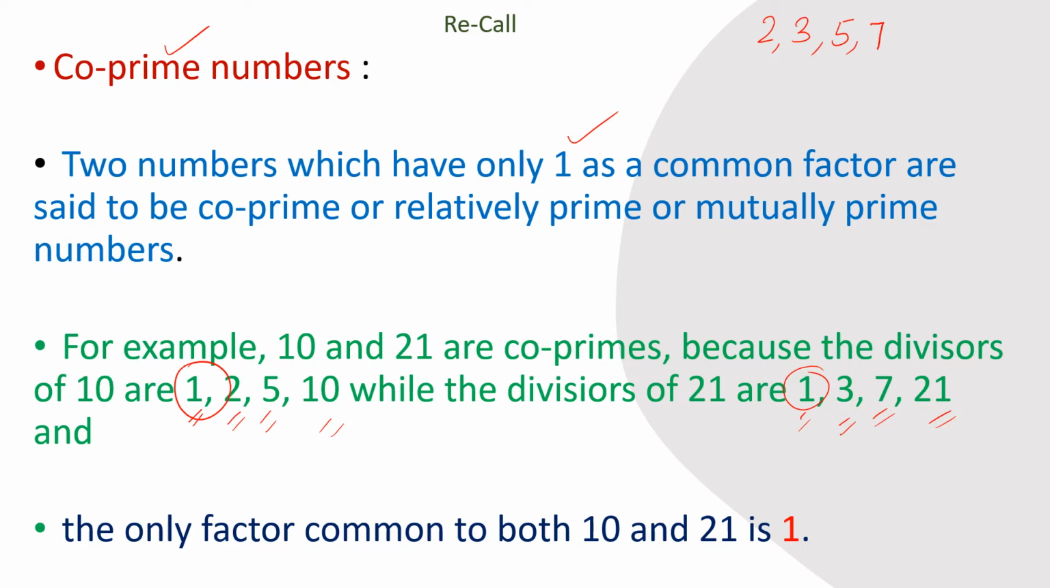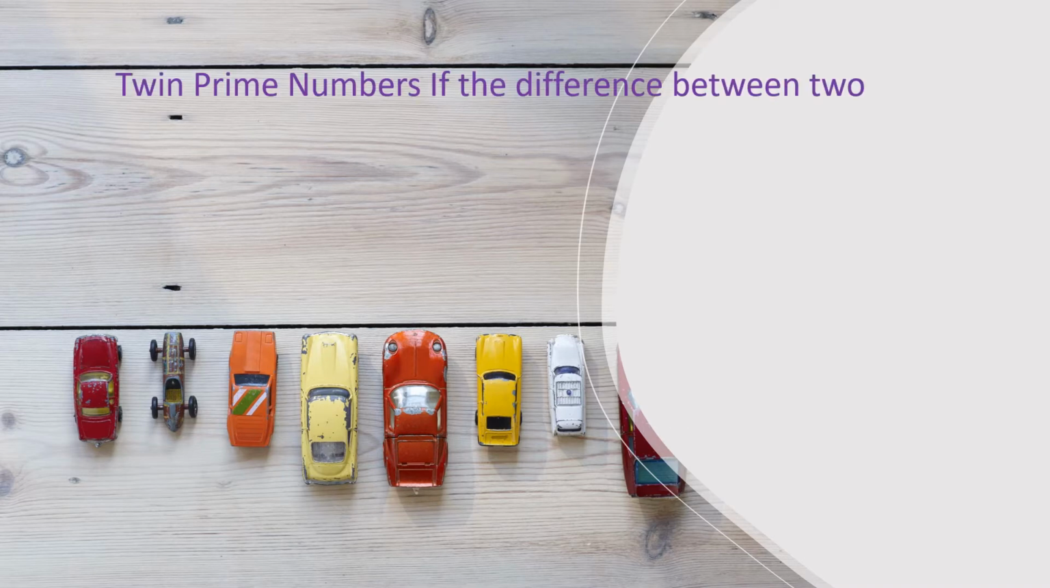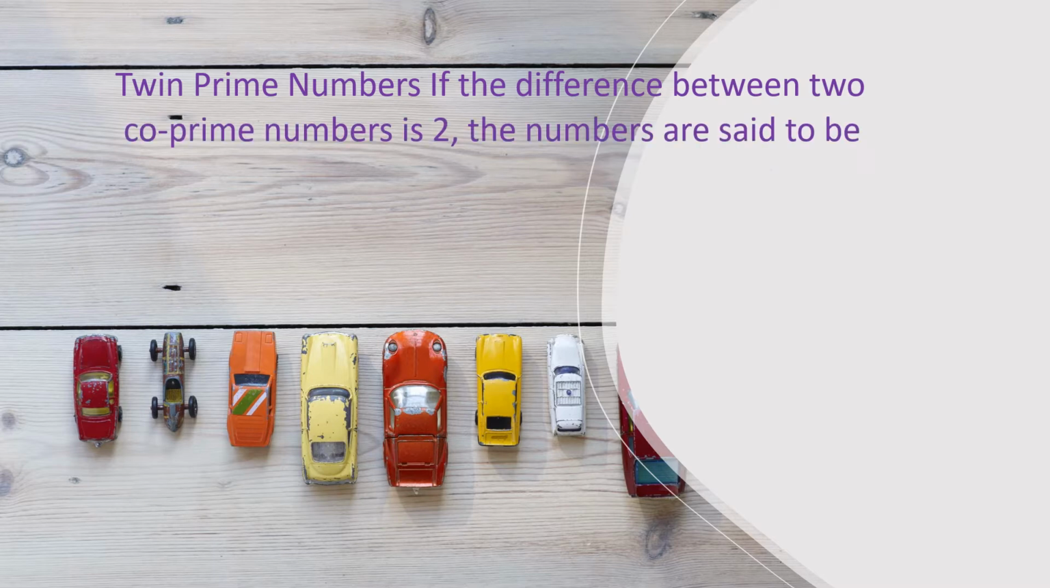In between them they are prime. There is no other number other than 1 which is a divisor of both. This is one term you should remember from the previous year. Another term. What is another term? Not about cars and bikes. It is about twin prime numbers. If the difference between two co-prime numbers is 2, then they are said to be twin prime numbers.